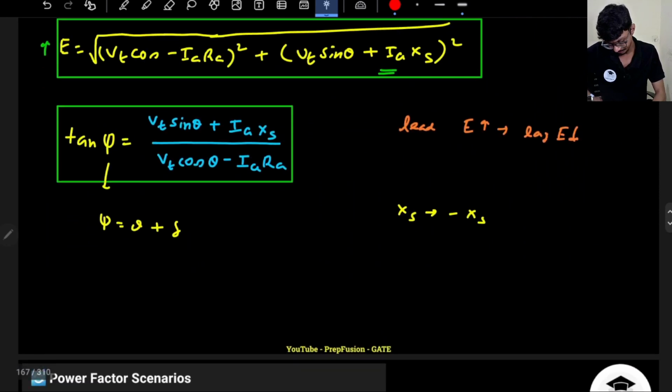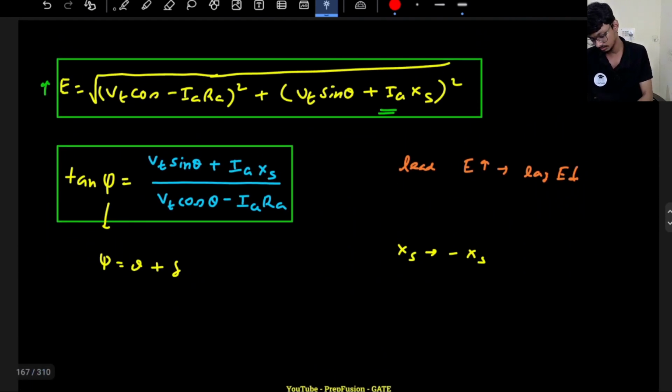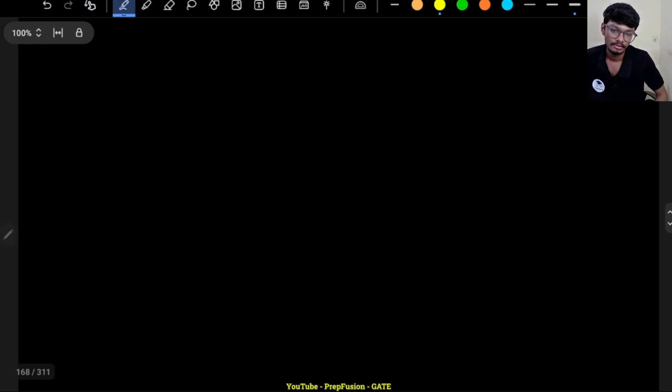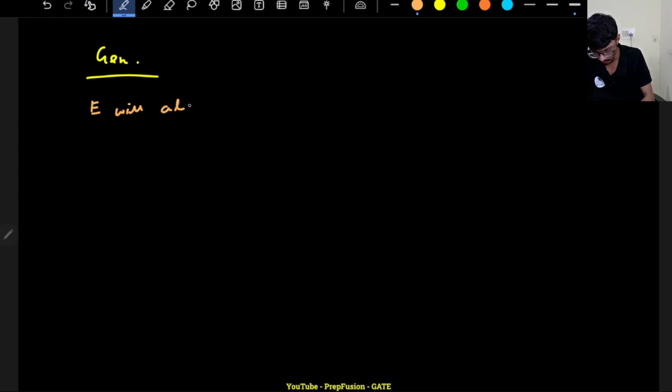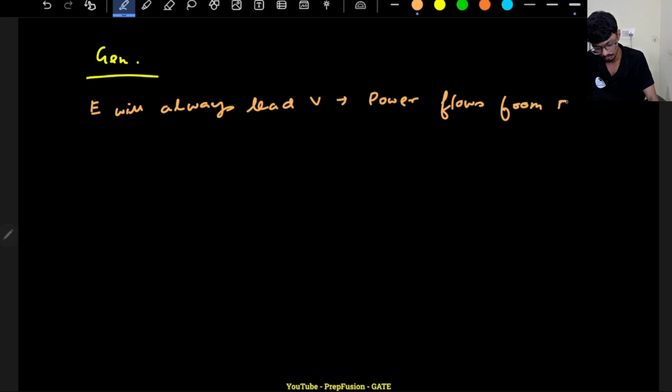Now what are the key points? The key point is that for a generator, E will always lead V. That means power flows from E to V.